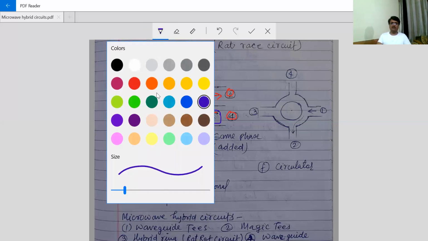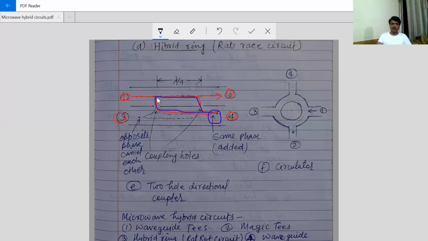I will show with the other color. Let us suppose black. Okay. So coming from here, it will go to here because it is a first hole, and it will go to here also. Some of the power will go directly, and some of the power will couple. And we have seen what will happen when it will go to port 4, and now we want to see what will happen when it will go to port 3.